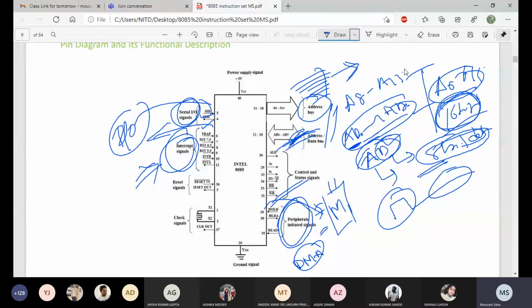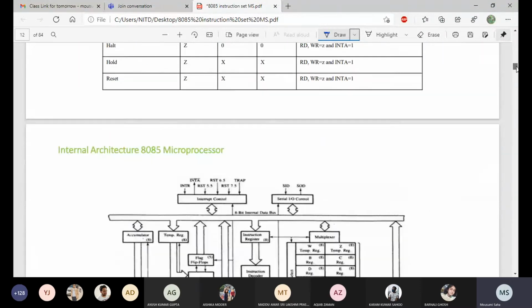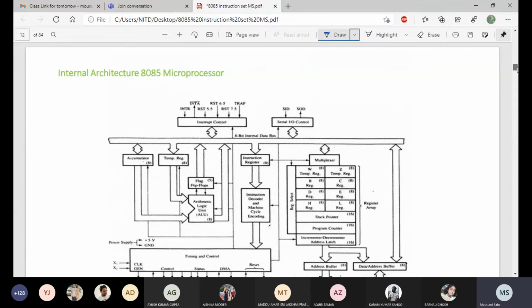Now next, you have to know a little bit about the internal architecture of your system.